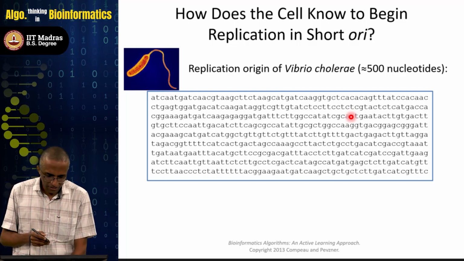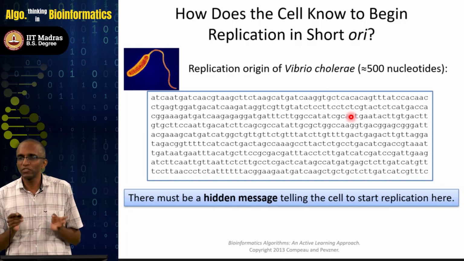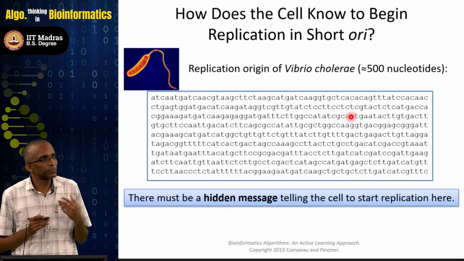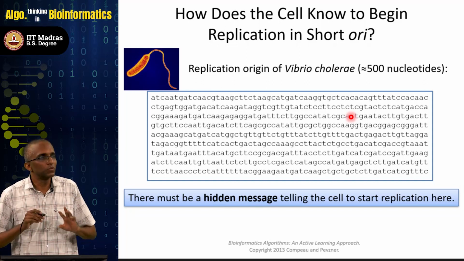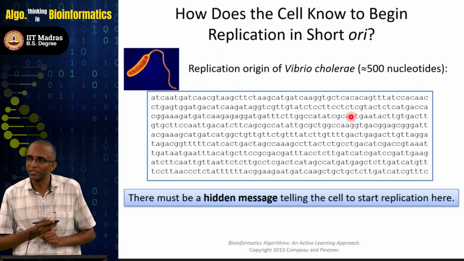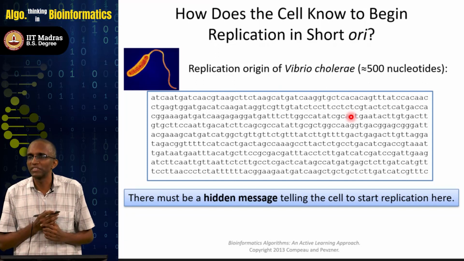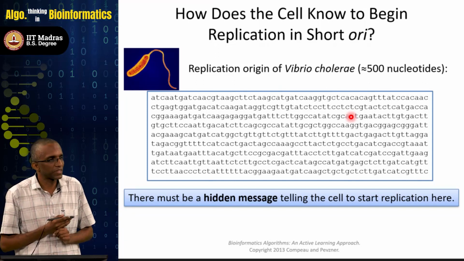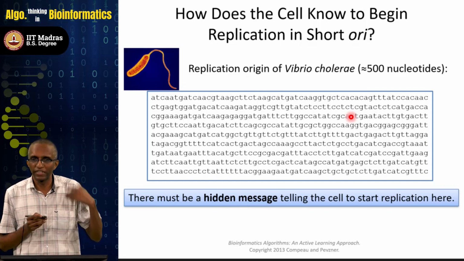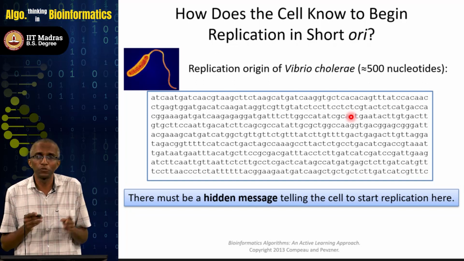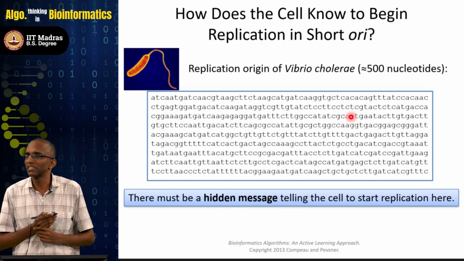Okay. The basic premise of our method is that there must be some hidden message within this that will tell the molecular machines to start replication here. The molecular machines are proteins themselves, so they bind to some of these regions, and then they start the process of replication. So there must be some hidden message in here. Based on previous studies, these molecular machines do not bind randomly to any kind of DNA sequence. They have preferences for certain sequences that they like to bind.